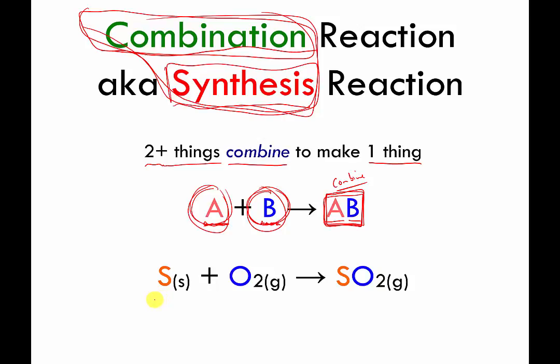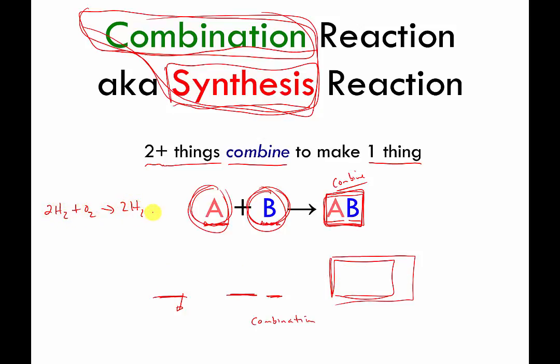Here's a concrete example of a combination reaction. This is sulfur. If you take solid sulfur, mix it with O2 gas, under the right conditions, those materials combine to make one thing, SO2 gas, and this is just an example of a combination reaction. There are plenty of other combination reactions. Another example would be 2H2 plus O2 makes 2H2O. This is an equation that we've covered a lot. We balanced it. But if you notice, there are 2 or more things on the left side of the arrow. There's some H2s and O2s. And they combine to make water. They make one thing. So this is another example of a combination reaction.